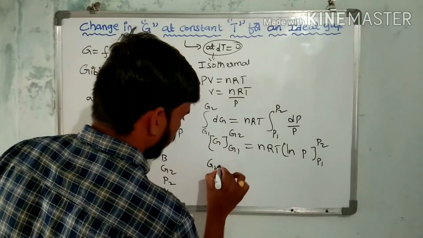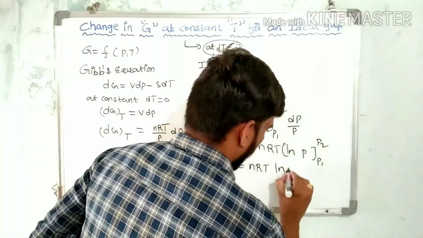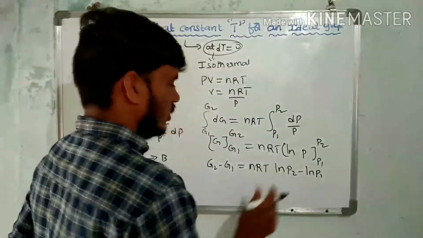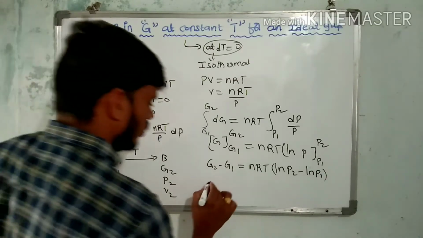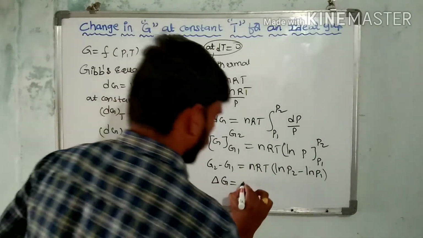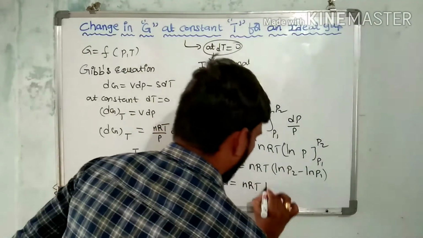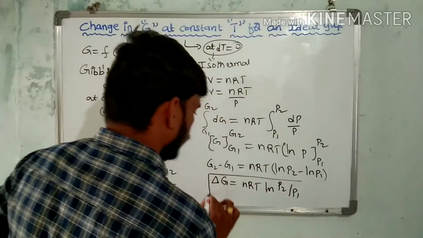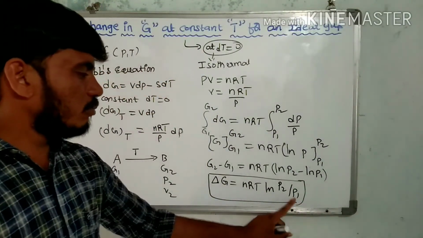Now substituting these values, G2 minus G1 is equal to nRT times (ln P2 minus ln P1). The initial and final pressure limits are applied in the equation. G2 minus G1 is the change in Gibbs free energy, delta G. Since ln A minus ln B is ln A by B, the change in Gibbs free energy is delta G equals nRT ln P2 by P1. This is in terms of pressure.